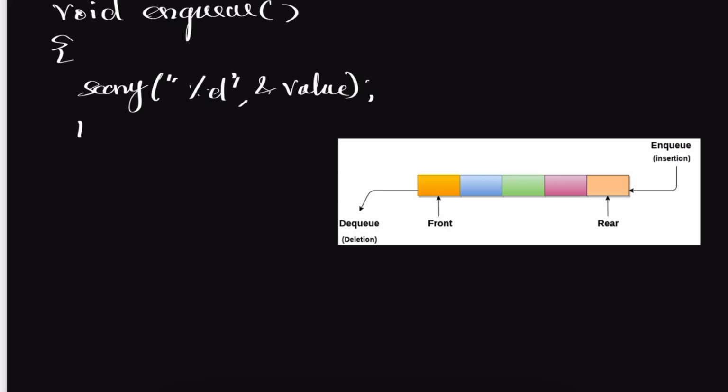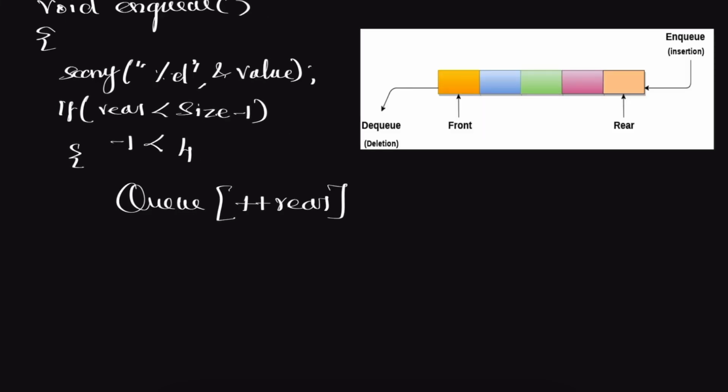Now I am going to check one condition: if rear greater than size - 1. Size is 5. What is the rear? The rear is -1. So rear, -1, is lesser than size - 1, which is 4. If the condition becomes true, we can do the insertion operation: queue of ++rear is equal to value. So the value whatever we are giving will be stored in the queue at the rear position.